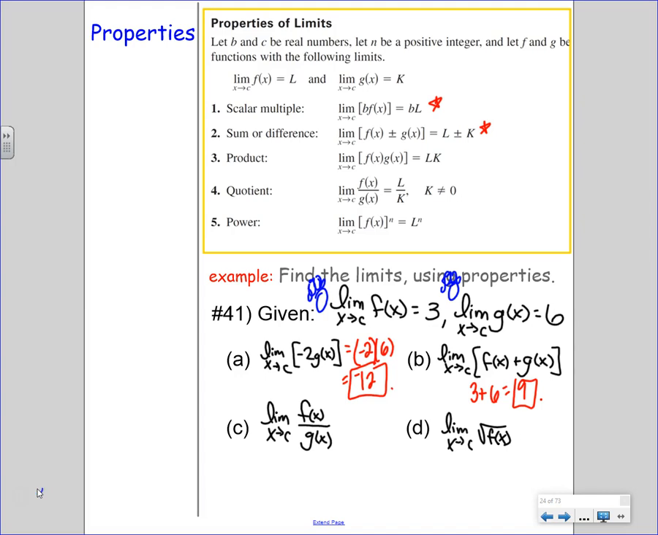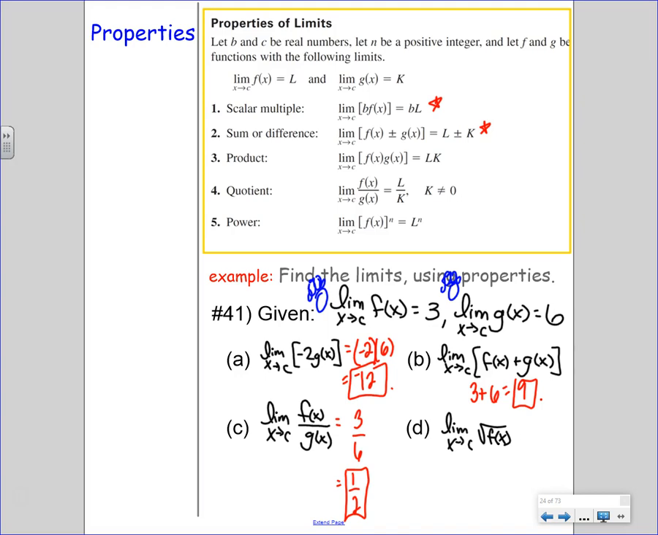Is there a property for letter C? And the answer is yes. Quotient property, good. 3 divided by 6, which is just 1/2. The properties probably looked kind of daunting, but they're actually allowing us to make some pretty quick jumps as far as solving, which is kind of cool.